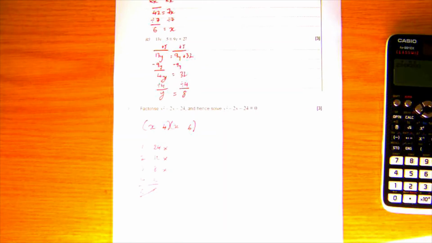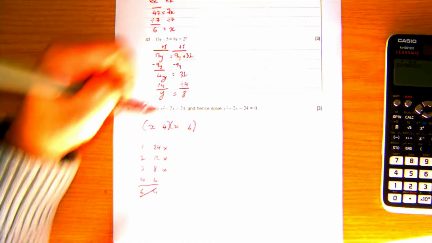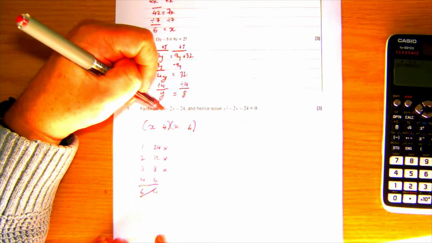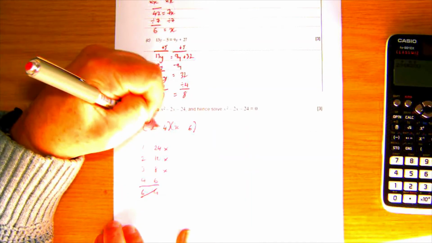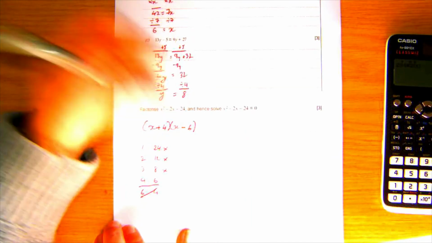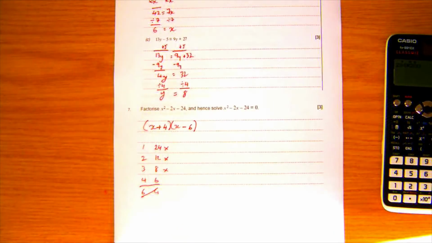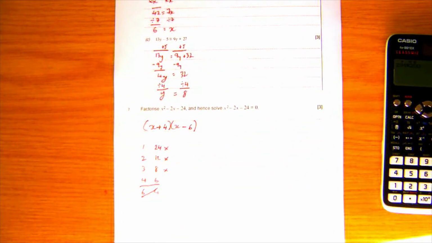So with the two numbers 4 and 6, we then need to consider the sign. We want -2, so we need that to be +4 take away 6, because 4 take away 6 is -2. So that's the factorizing. That gives us 2 out of the 3 marks.